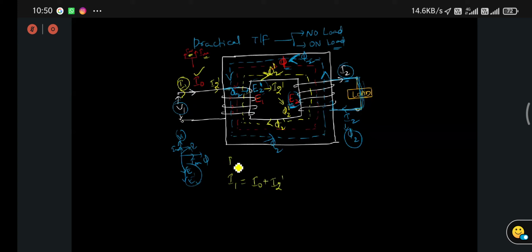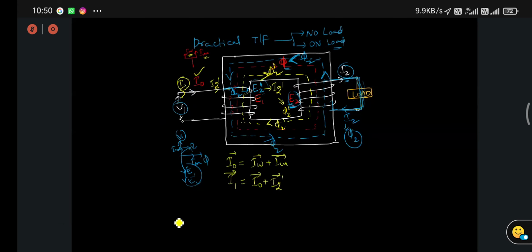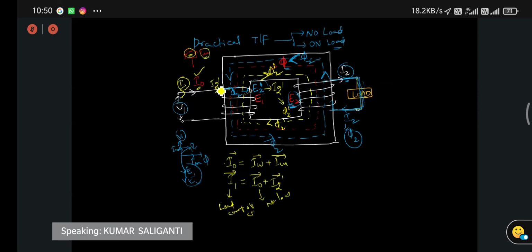But this I0 is the combination of IW and I mu. This is the vector sum. So this I0 is said to be the no load component of current, and this is the load component of current. I0 is the combination of the working component and the magnetizing component, but I1 is the combination of I0 and I2 dash.